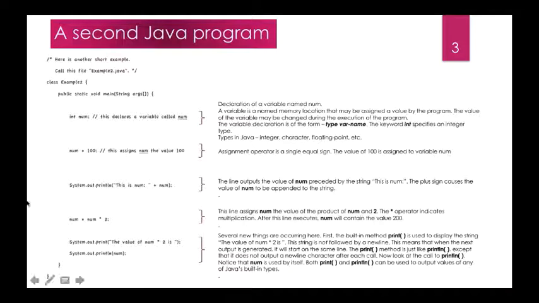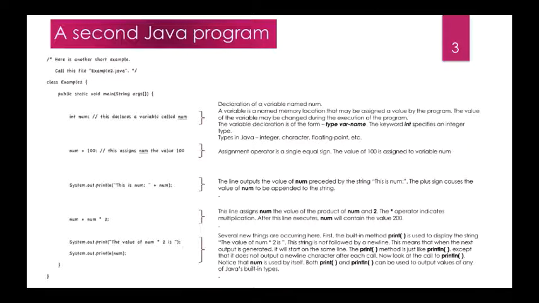The next line is an assignment where the value of 100 is assigned to the variable num. A single equal sign is an assignment operator in Java. Next, we print the value of num using the System.out.println method. Next, we multiply the value of num with 2 using the asterisk, which is the multiplication operator, and the value is assigned back to the num variable.